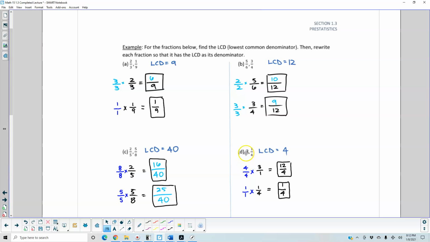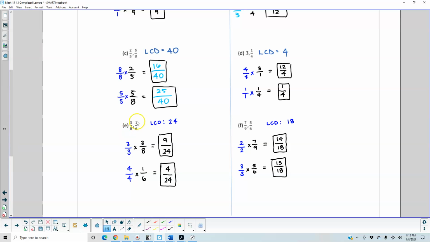For part D, we have the number 3 and 1/4. Well, the 3 is the same, it can be written as 3 over 1, and the denominator we want is 4. So 1 times 4 gives us 4, and 3 times 4 gives us 12, so that fraction can be rewritten as 12 over 4. For 1/4, we just multiply the numerator and denominator by 1 to give us 1/4, because the LCD for part D is 4.